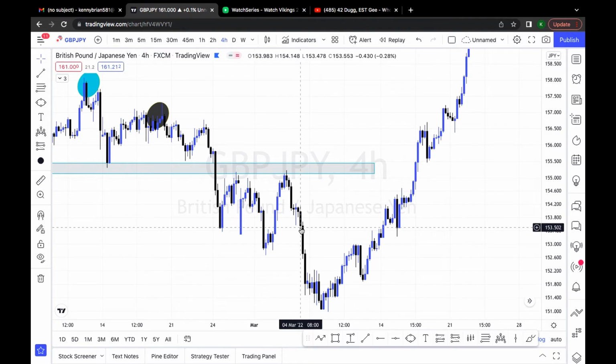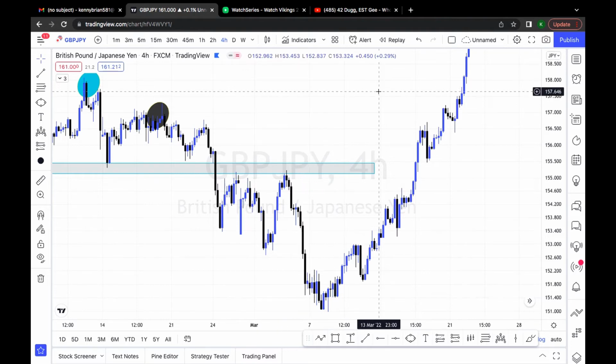So now we're going to be looking at flags, right? Now we're back with the bullish market patterns, right? So Euro GBP 1 hour.